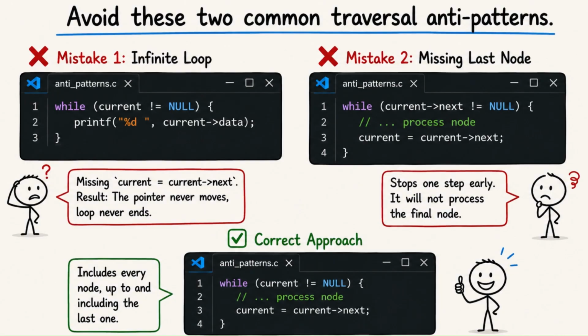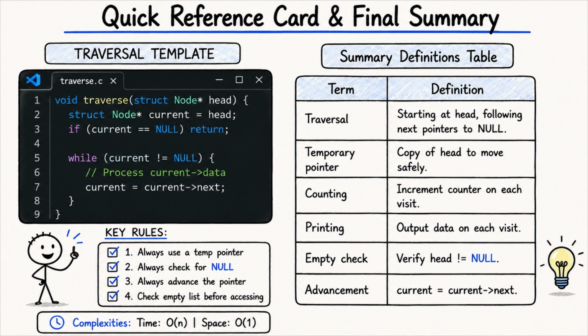This all builds to our ultimate quick reference. We've got our foolproof traversal template, our core rules, and our summary definitions, locking in concepts like counting, printing, and pointer advancement. And critically, take a note of the complexity here. Because we visit each node exactly once without storing any new copies of the list, this highly efficient algorithm runs in time O of n and space O of 1.